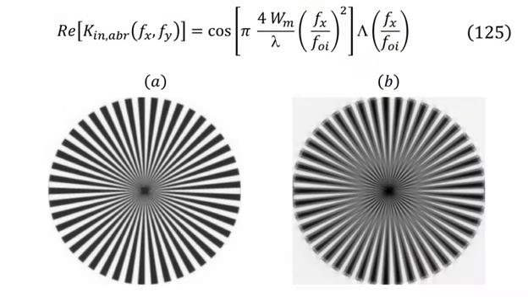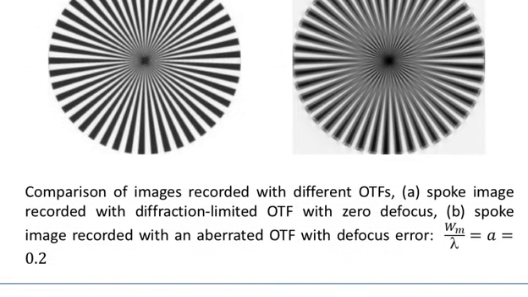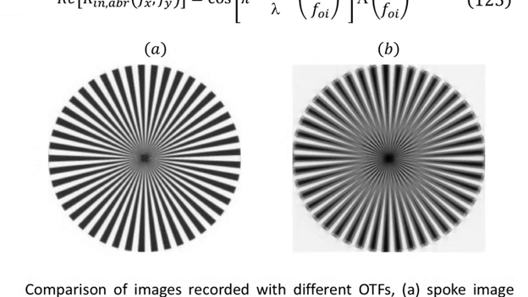So look at this image. On the left, this is an image with no defocus, and in B we have an image with some defocus error, and the magnitude of the defocus error is shown, that is A is equal to 0.2. If you look at the caption, comparison of images recorded with the different OTFs. A, spoke image recorded with the diffraction limited OTF with zero defocus, and in B, the spoke image recorded with an aberrated OTF with the defocus error Wm over lambda equal to A equal to 0.2. And if you very carefully look, you can also notice a defocus over here.